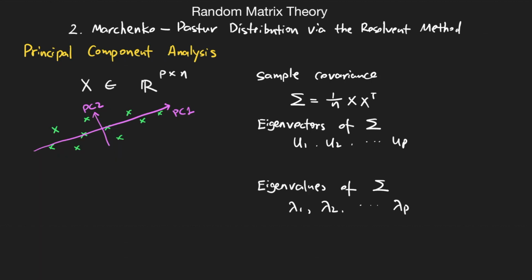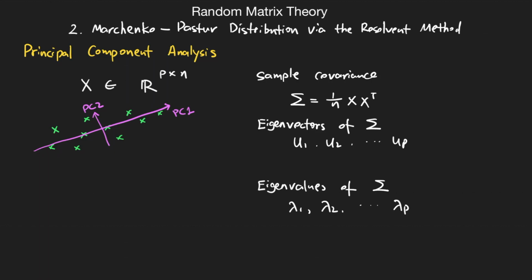So we'll begin with a brief review of PCA to see why this problem is important. Then we'll derive the Marchenko-Pastur distribution using the resolvent method. If you watched the previous video on the Wigner semicircle law, you'll see that many ideas carry over. The overall strategy is very similar to the last video. The difference here is that we are dealing with a sample covariance random matrix rather than a Wigner matrix.